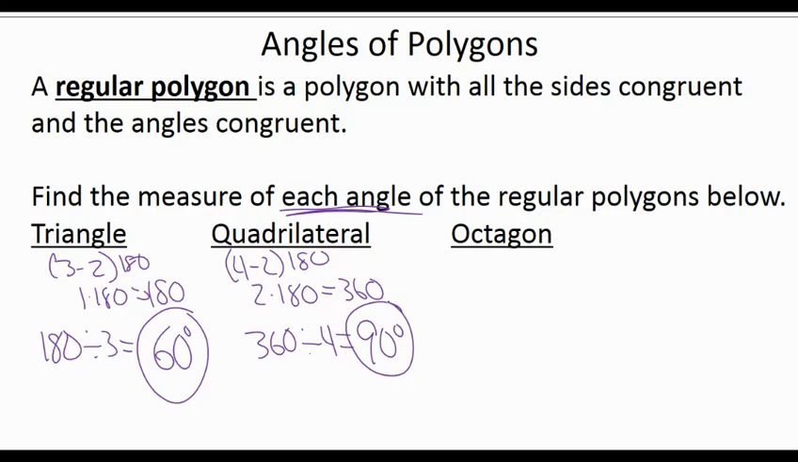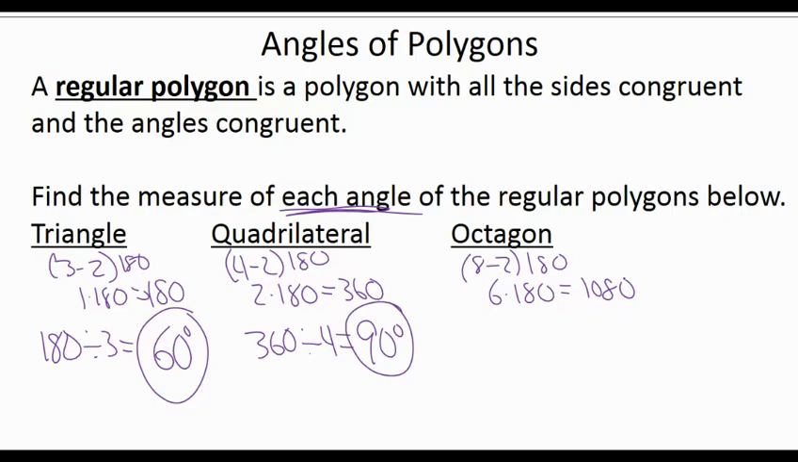Finally, an octagon. An octagon has eight sides, so 8 minus 2 times 180. That would be 6 times 180. I'm going to do that. 6 times 180 is 1,080. So the eight angles of an octagon add up to 1,080 degrees.